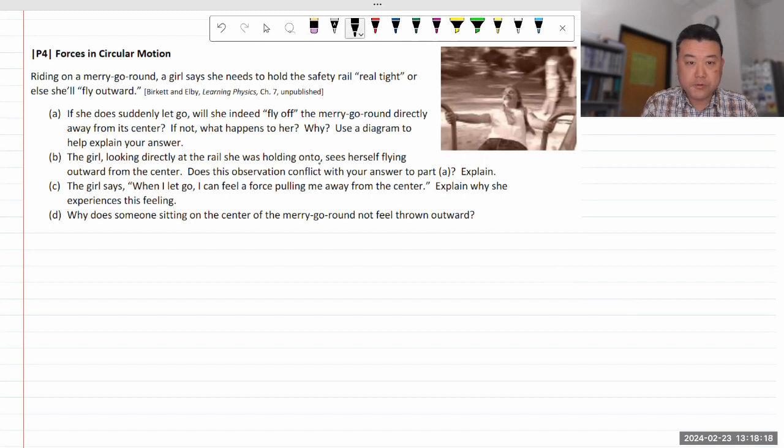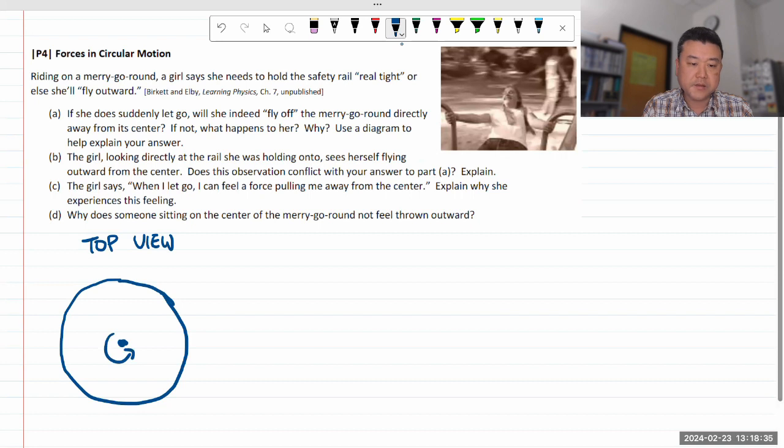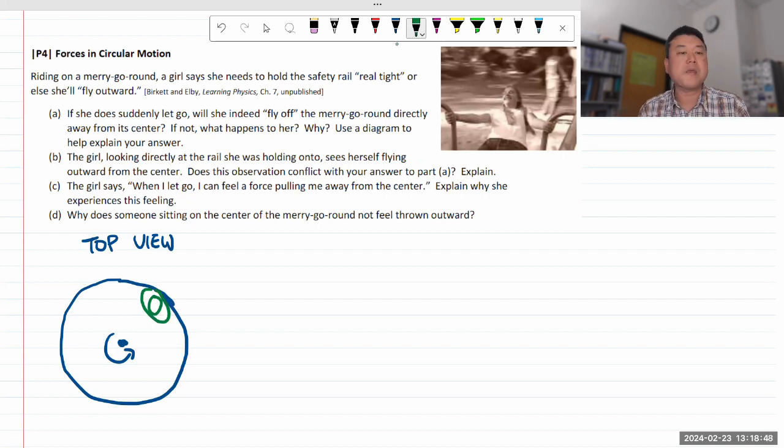Let me draw a representation of that so we have something to look at as we talk about it. So we have a top view of the merry-go-round. Imagine it's spinning about the center here. And you are considering someone who's standing someplace on the merry-go-round, maybe near the edge. And this is a top view, so this is their head, this is their body. And it says a girl says she needs to hold the safety rail real tight or else she will fly outward. And I think that's the kind of feeling that all of us relate to.